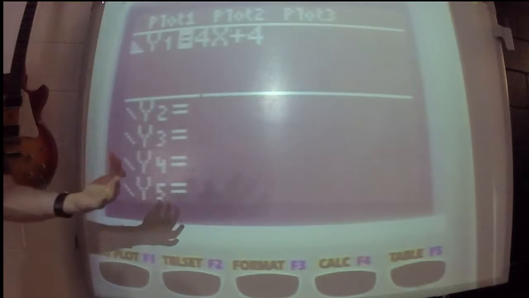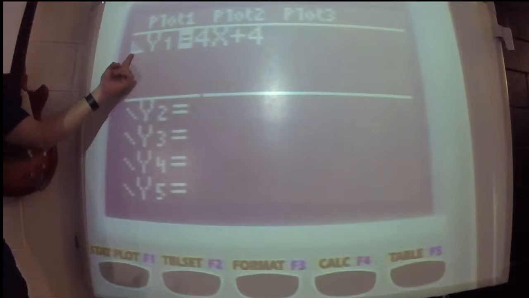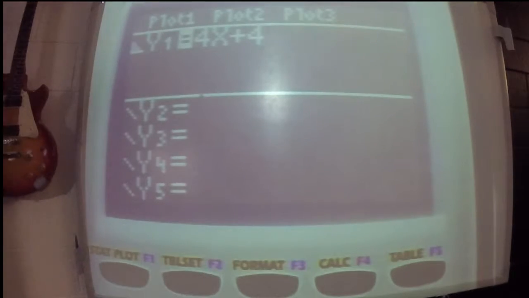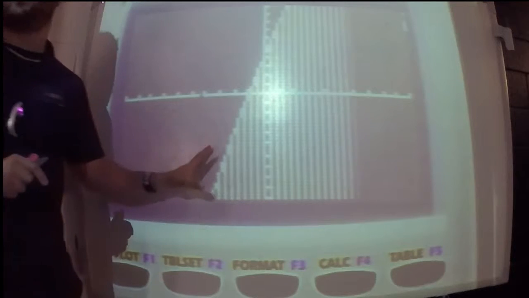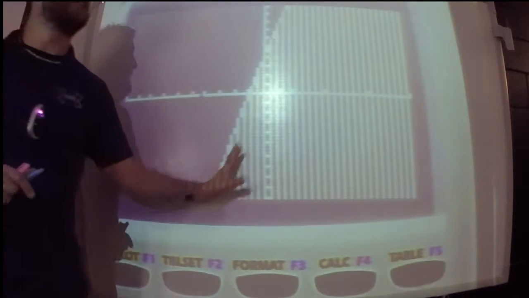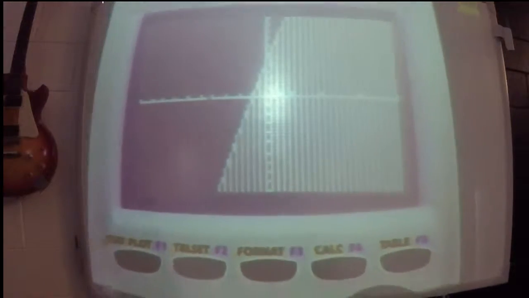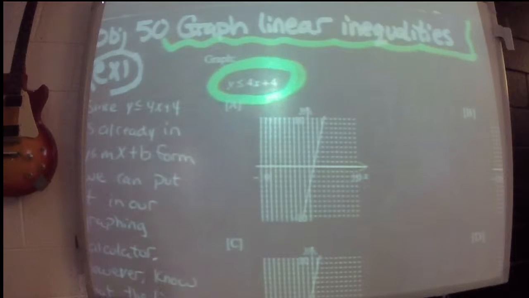And how do you do that? You go to the equal sign, hit enter, no, come all the way past the equal sign over to here. And then you're going to hit enter 3 times and you'll have the shade below triangle. And then when you graph it, it will graph the line and it will shade below for you. Oh, cool. So this is it. So what answer choice looks most like this? D. Oh my gosh, that's super cool.